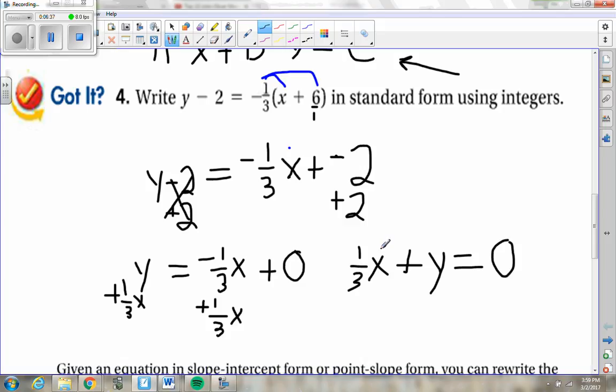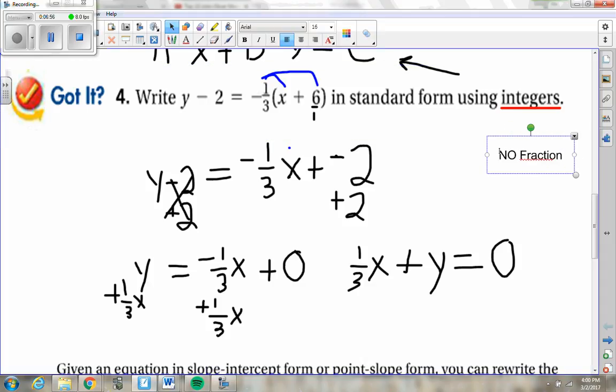And now this equation says a number times x plus a number times y equals 0. However, in order to truly write this in standard form, I am only allowed to use integers, which means no fractions. Okay? Integers means no fractions.